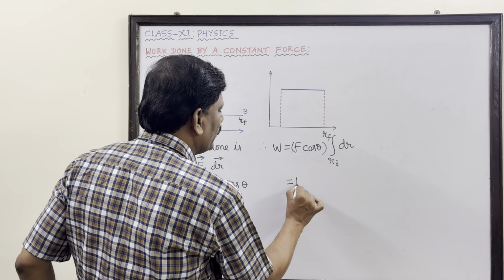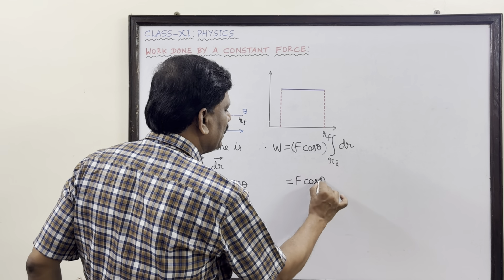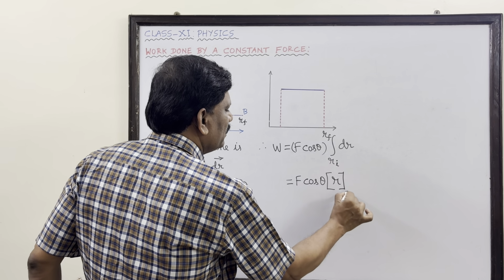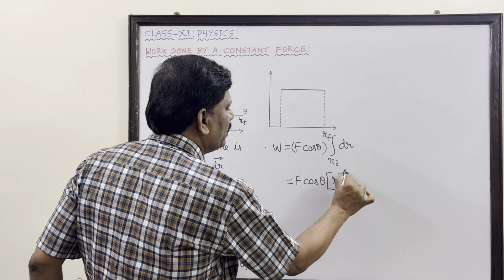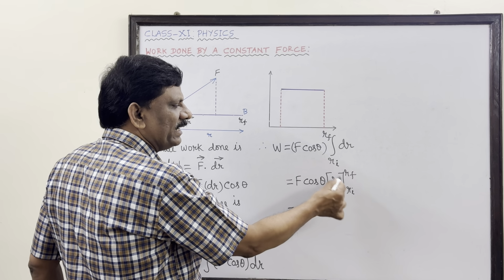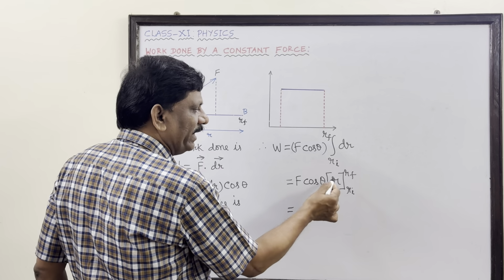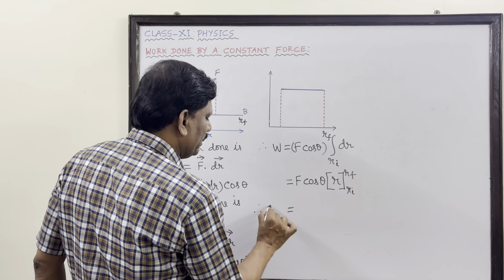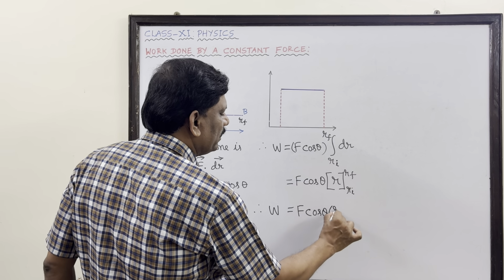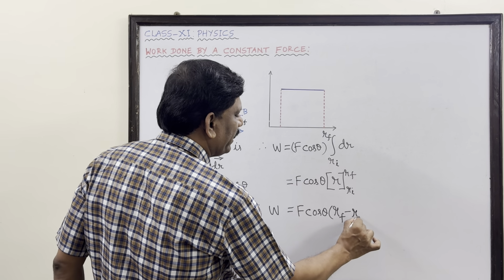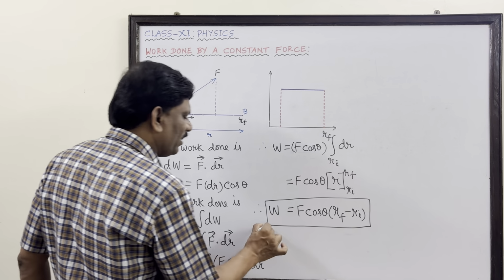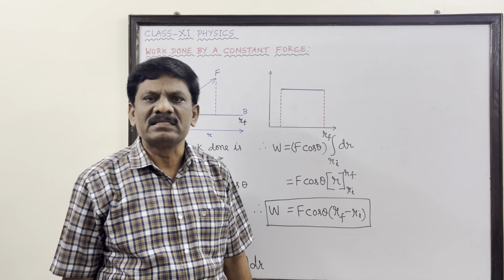So W is equal to F cos theta into integral of dr, which is r, from initial Ri to final Rf. Now, while substituting the value of this integral, first upper limit we have to substitute minus of lower limit. Therefore, W is now equal to F cos theta into the upper limit Rf minus the lower limit Ri. So this is the final expression for the total work done by a constant force.